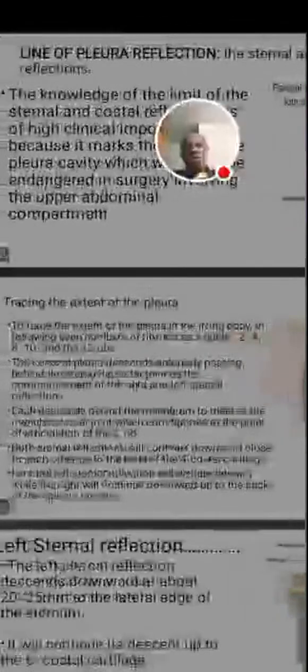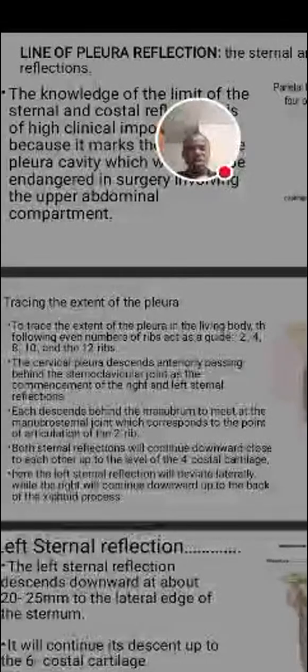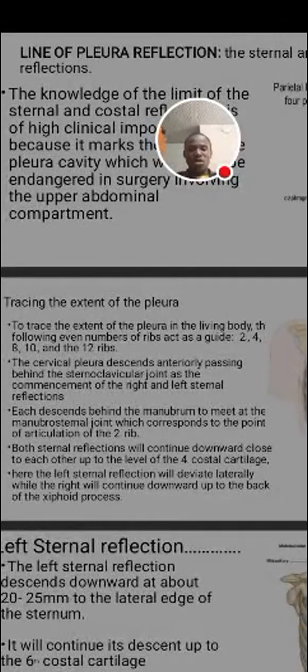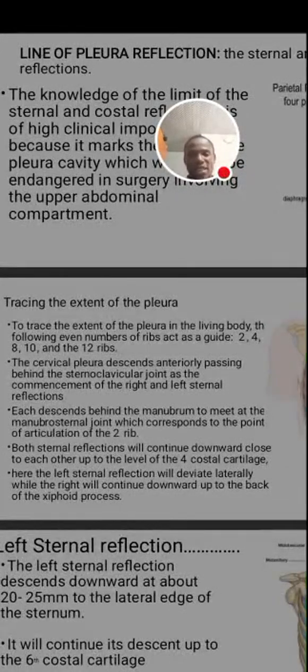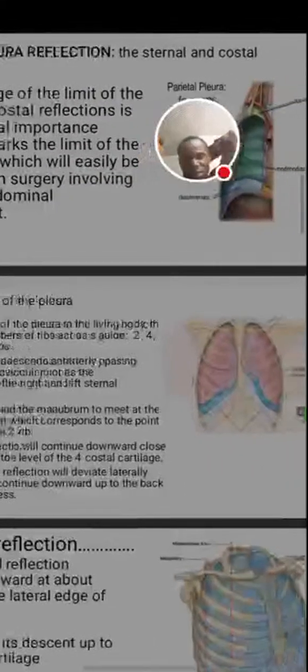So let's look at this. To trace the extent of the pleura in the living body, the following even numbers of ribs act as a guide: 2, 4, 8, 10, and 12. Meaning, the cervical pleura descends anteriorly, passing behind the sternoclavicular joint as the commencement of the right and left sternal reflection.